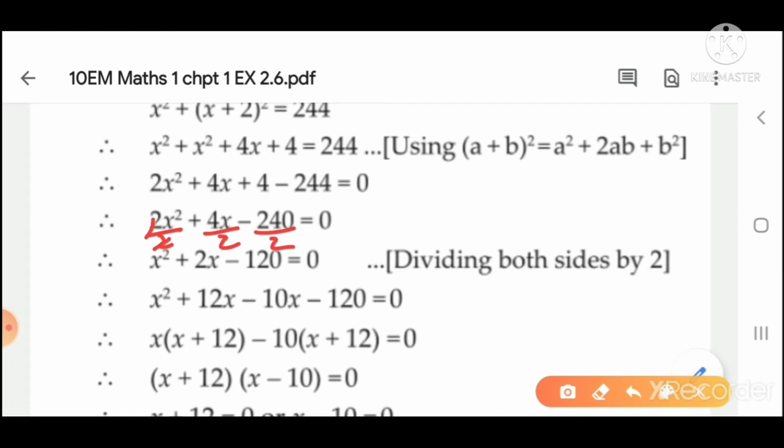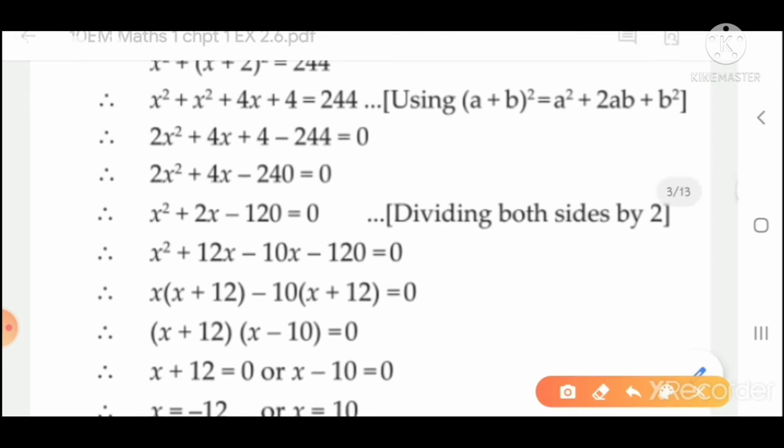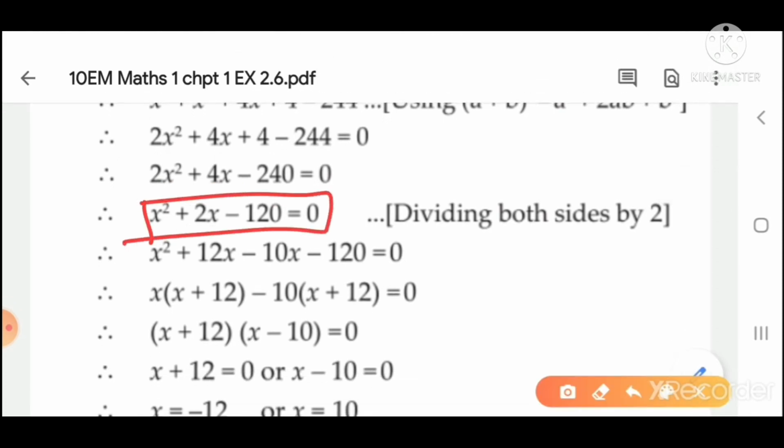so 2 gets cancelled here, it becomes x square, 2x and 120. 240 divided by 2 becomes 120. So now I got a proper simplified quadratic equation. Now you can do it. For 120, you have to find two numbers such that when you multiply you get 120, but when you subtract, because the minus sign is there, you get 2. The middle term should be 2. Therefore you should get 2.